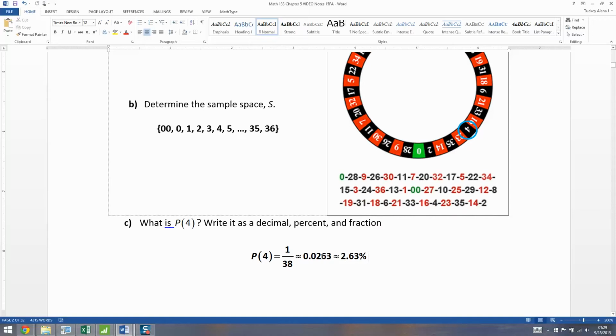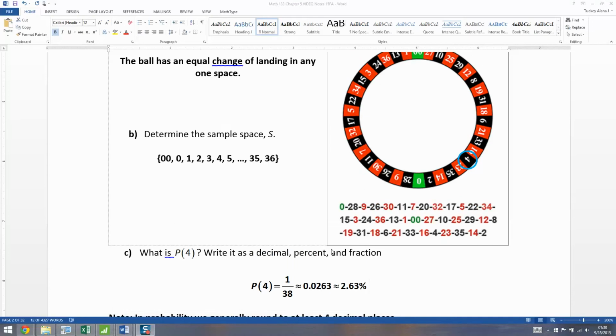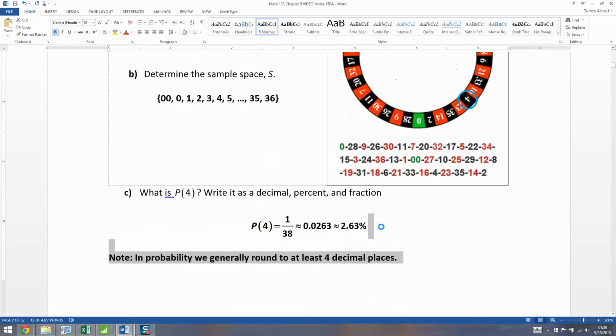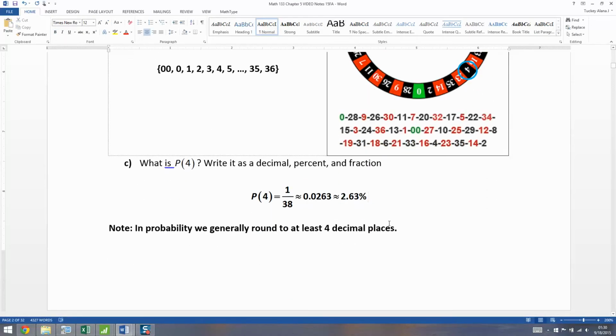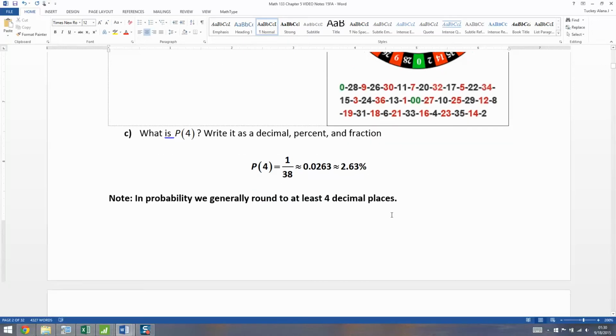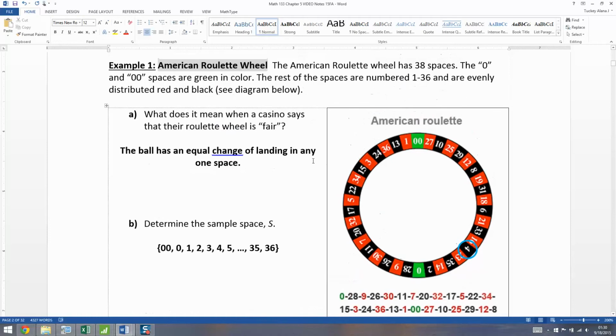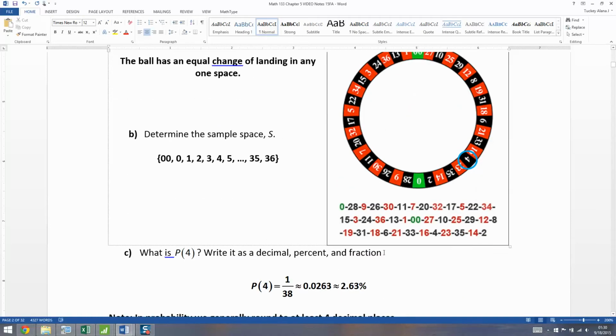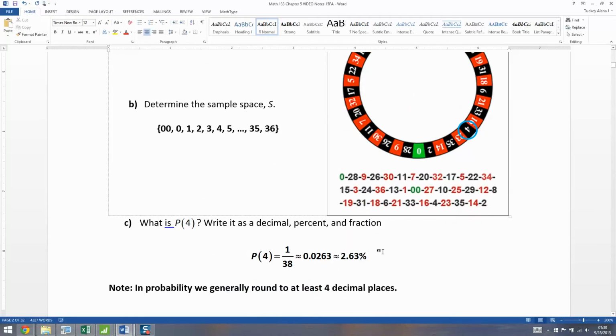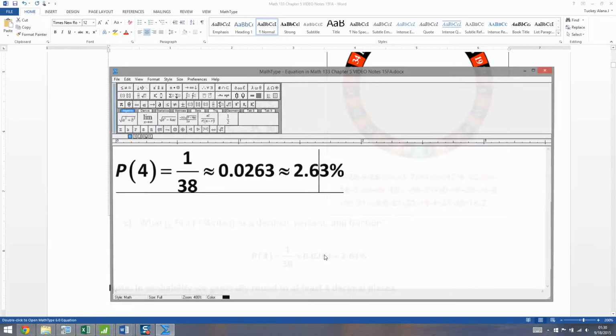It's pretty common in probability to do at least 4 decimal places. As a matter of fact, I'll make a note of that real quick. Sometimes we'll actually do more depending on the situation, but in general, we do at least 4. I mean, unless it doesn't have 4 decimal places. All right, you just learned some basic probabilities. Sample space, how to find a very simple probability, write it as a decimal, a fraction, a percent. We're good.